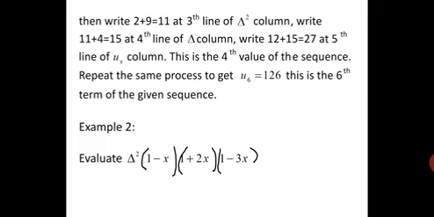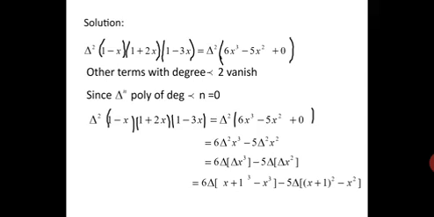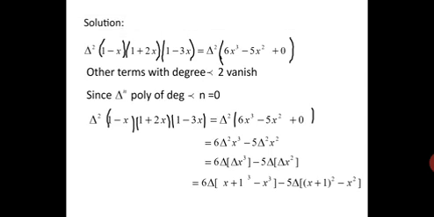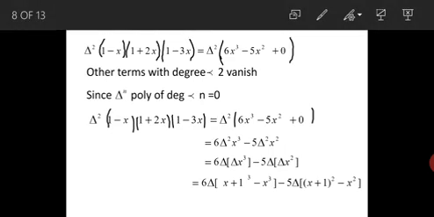Okay. So now we go for the second problem. Evaluate delta square of (1 minus x)(1 plus 2x)(1 minus 3x). Now the solution for this one. How to find it? Just I have taken it here. Here you can see, if you multiply all the values of x, we have to find it. So sorry, we have to solve this.